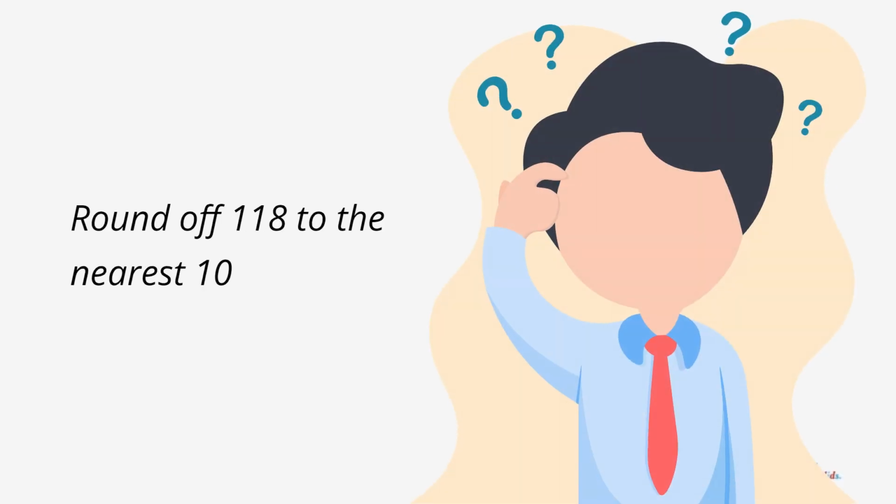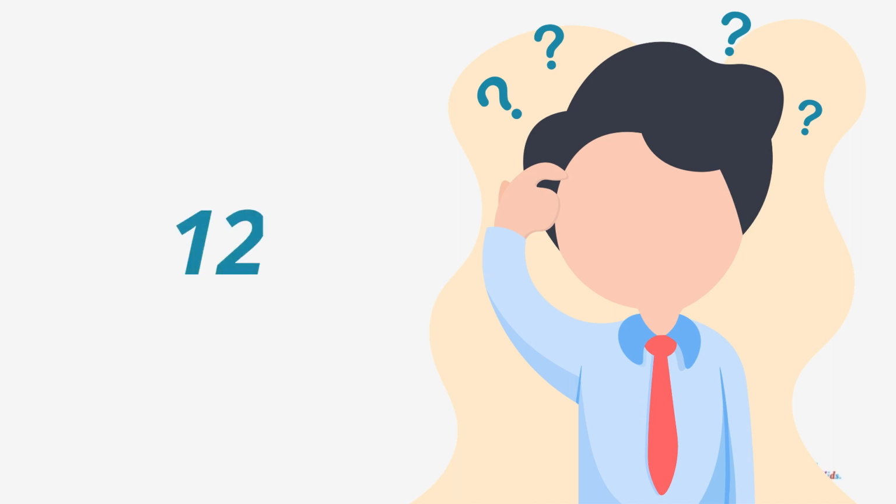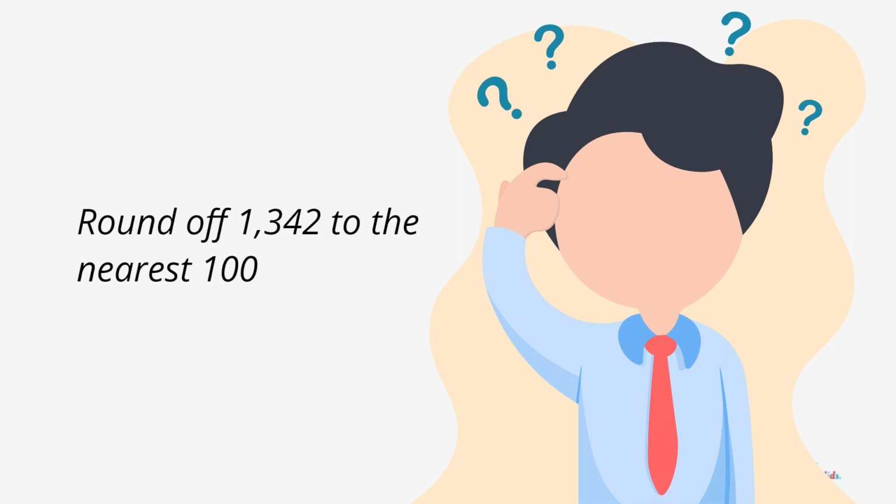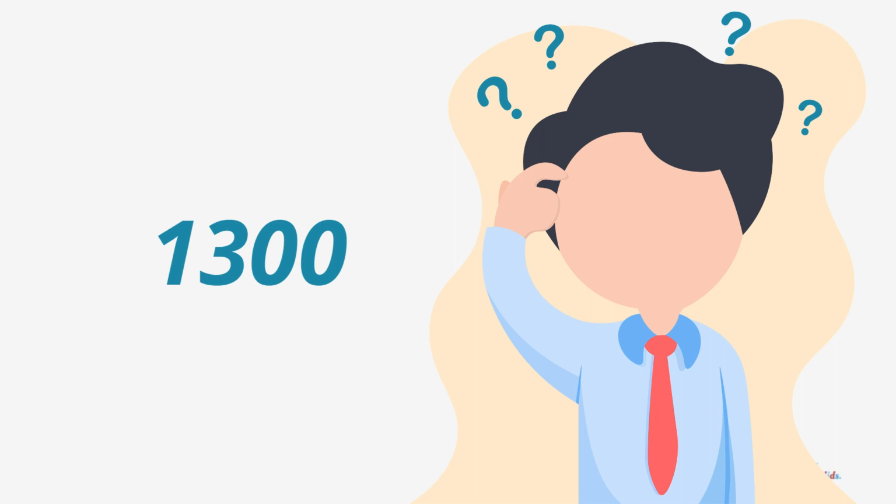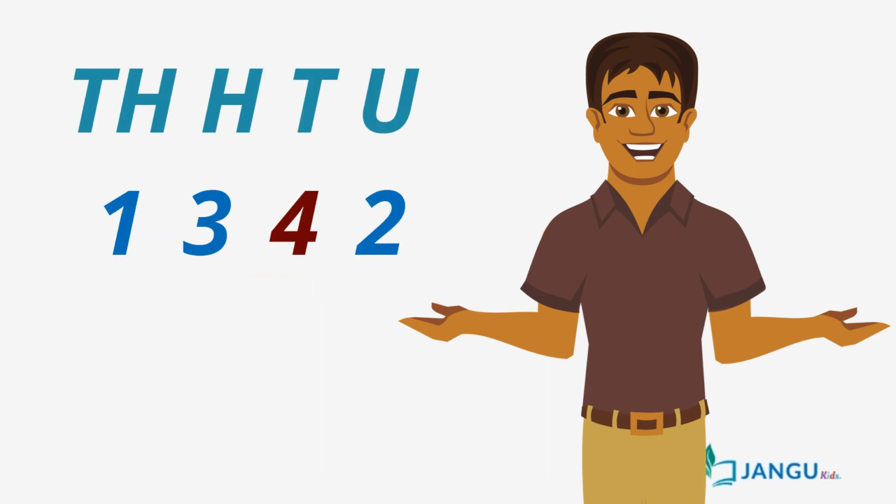Round off 118 to the nearest 10. Our answer will be 120. That's good. Another one. Round off 1342 to the nearest 100. Can you guess the answer? 1300. Why? Well, the digit that comes after the digit occupying the 100th position is less than 5, so we rounded it down to 0. Same with all the numbers after it.